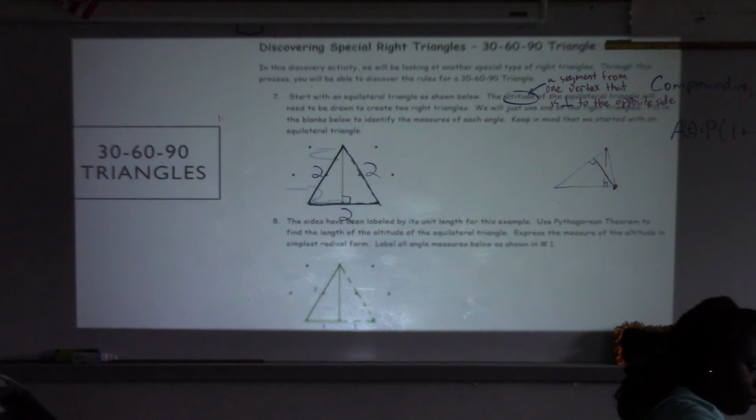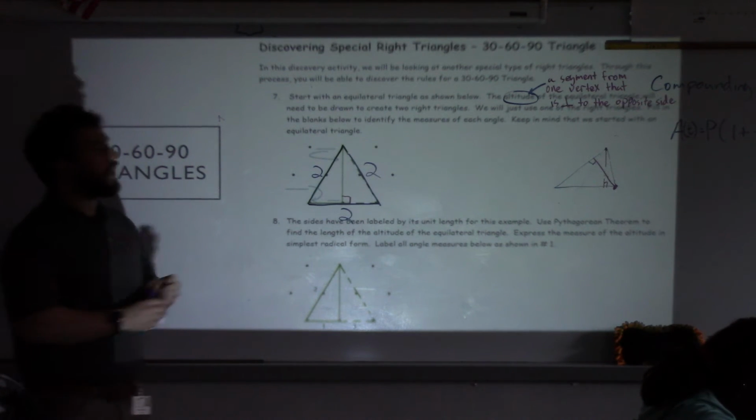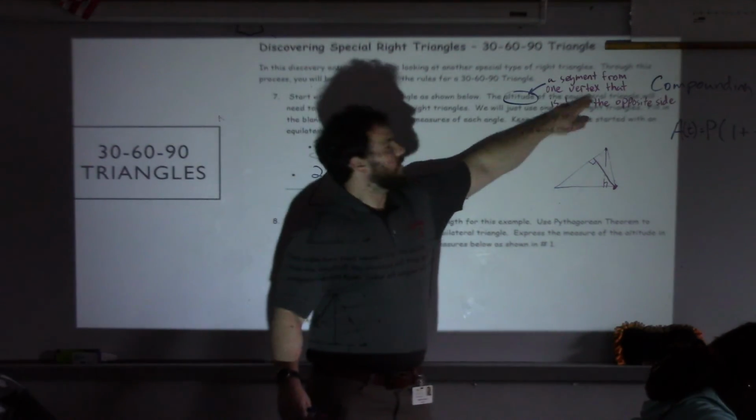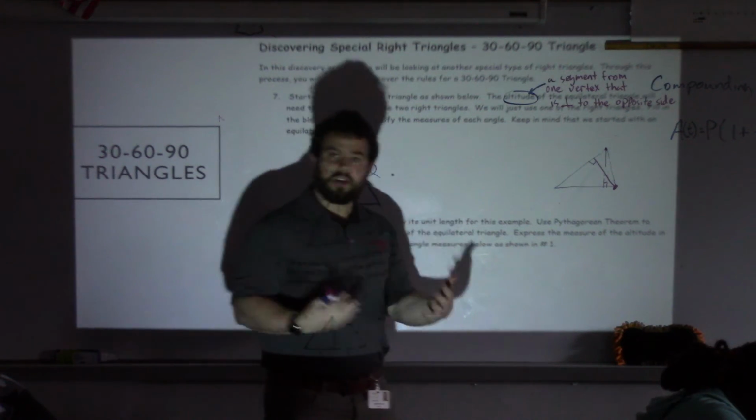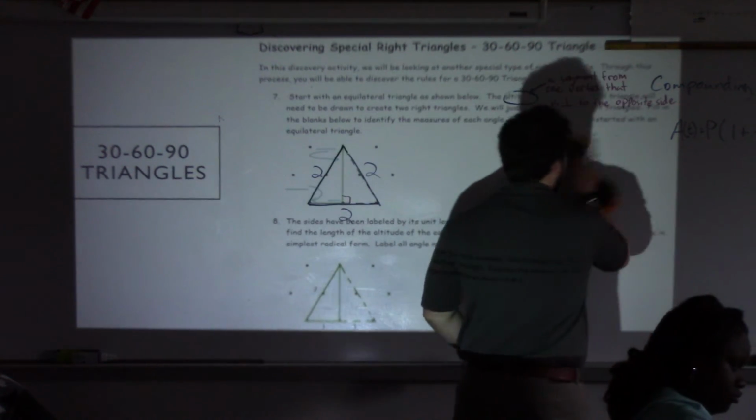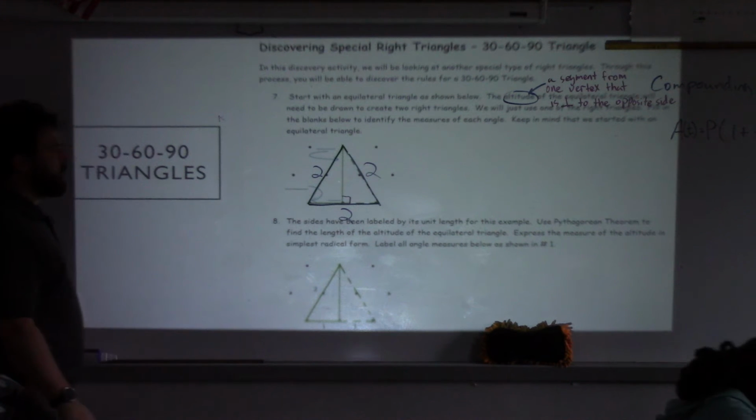2, 3. Why 3? There's 3 sides, and remember it starts at a... How many vertices are there? 3, right? So there are 3 vertices, so you can have 3 altitudes of a triangle. But we're specifically looking at this altitude right here.